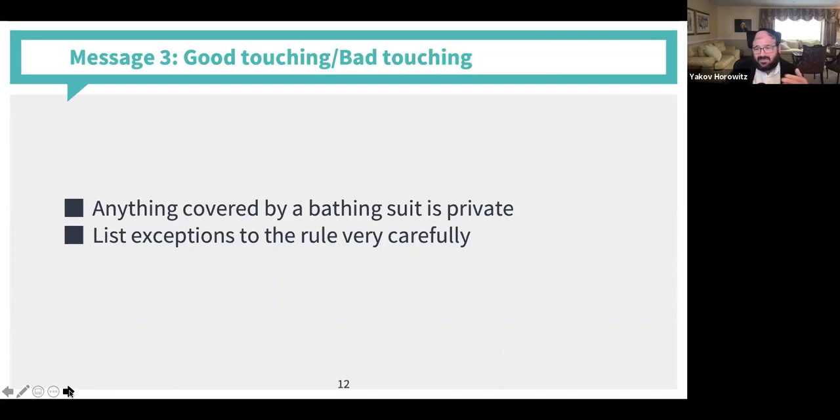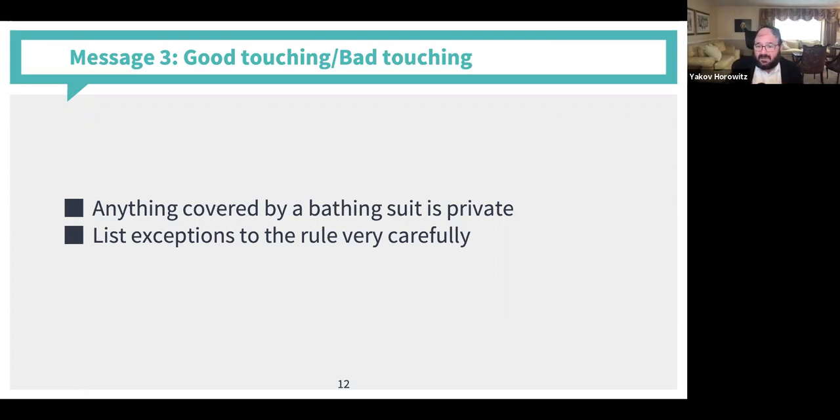If you notice, that page is very child friendly. Again, there's nothing ominous about it. In fact, every single page in the book is like this. It's an upbeat reader that gives the messages to the children without frightening them. Okay, let's go to the last two. Good touching, bad touching. Is anything covered by a bathing suit private? That's a good way to say it. It's a newer way, a comfortable way to say this.